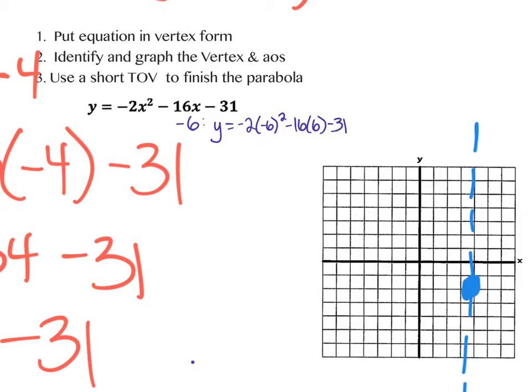Okay, so y equals -2 times 36. Ooh, 16 times 6. -96 minus 31.